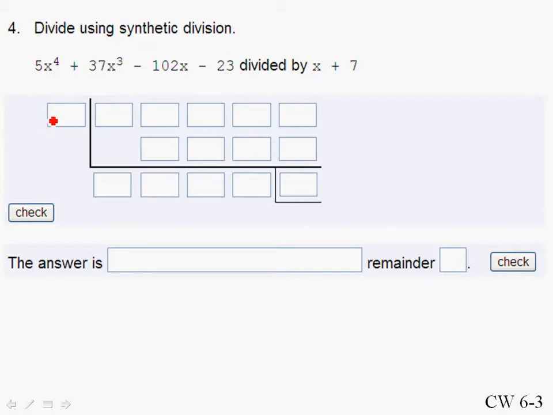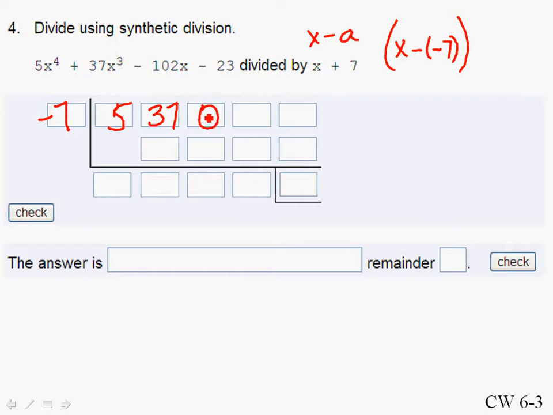Okay, let's try another one like that. Our a value is negative 7. Remember, this is x minus a. So this is x minus a negative 7. My coefficients are 5, 37, 0 because I'm missing my quadratic term, my x squared is not there, negative 102, and negative 23.